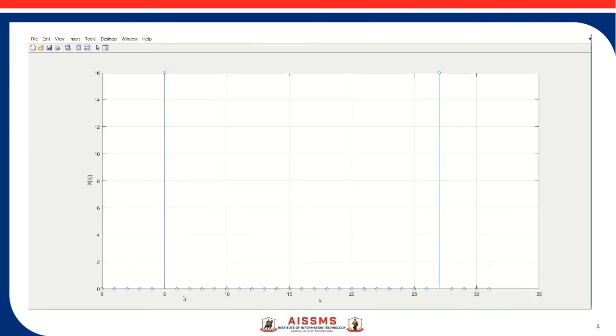So as you see, this is the DFT plot, that is the frequency component which you are observing. On the y-axis it is mod X of k, and on the x-axis it is k, that is the frequency bin. And as you see, the DFT frequency component we are observing at k equal to 5 and k equal to 27.